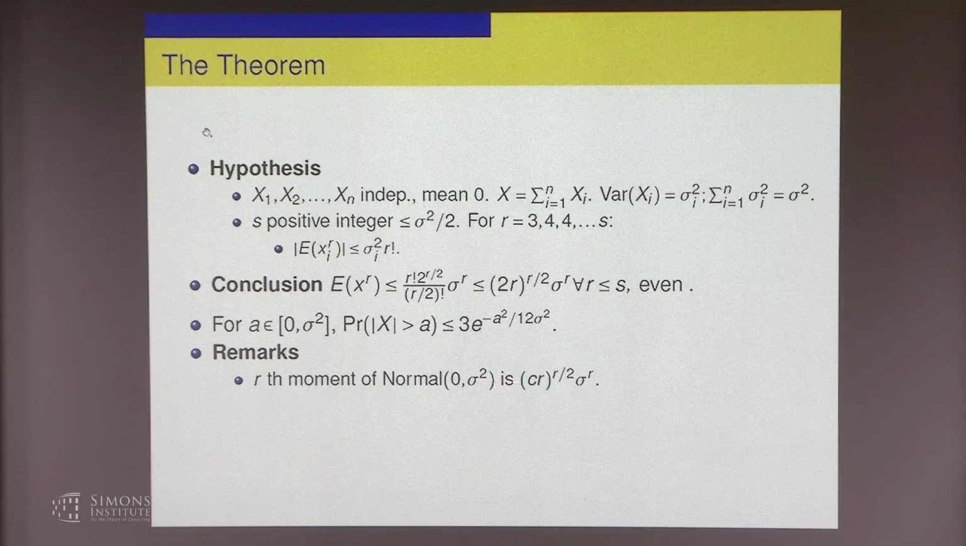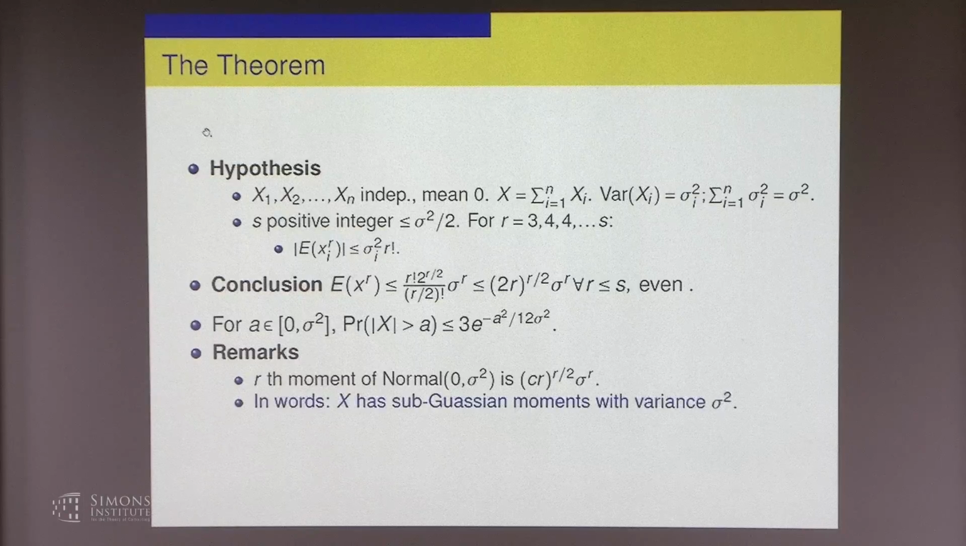All moments are bounded there, and they look like that. A verbal statement of this that's good to remember, and it's natural, is that if x has sub-Gaussian moments, the conclusion is x has sub-Gaussian moments with variance sigma squared. By sub-Gaussian, I just mean that the c is different from this. This c is not necessarily 2. You can get better constants here.